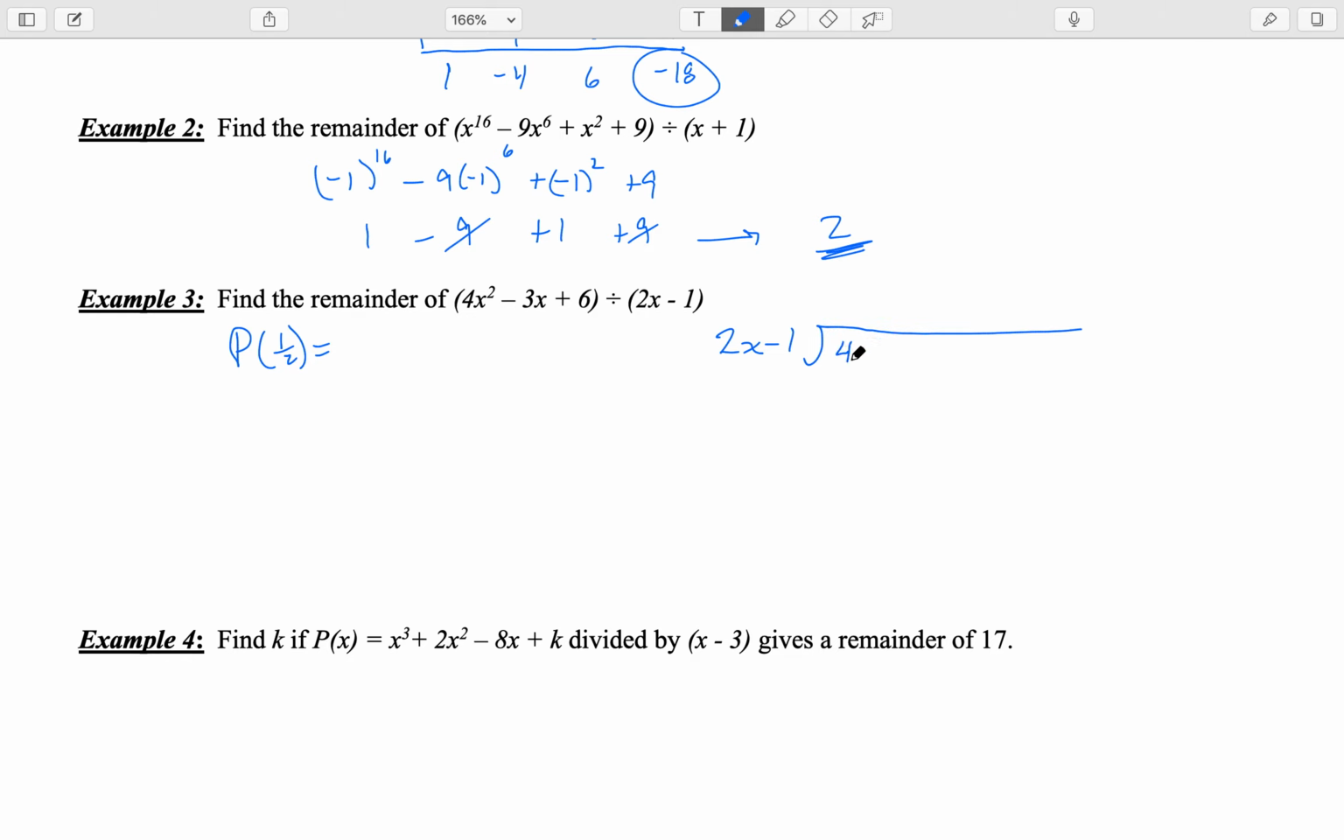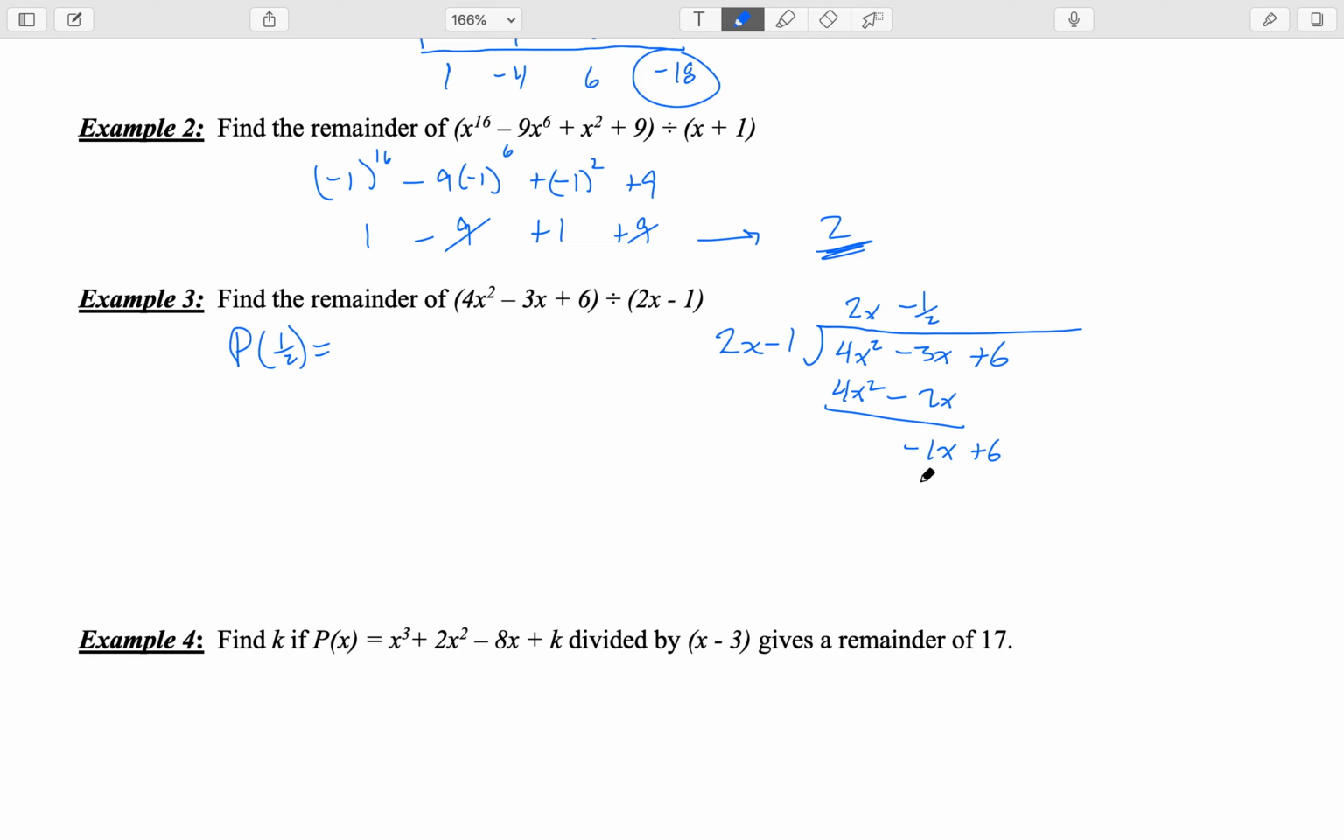It's 4x squared minus 3x plus 6. Okay, so 2x goes into 4x squared 2x times. So 4x squared minus 2x. And when I subtract, 3 minus minus, this becomes minus 1x plus 6. Okay, so 2x goes into negative 1x minus a half times, right? I'm going to do a half times 2.